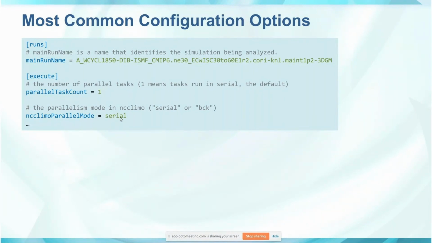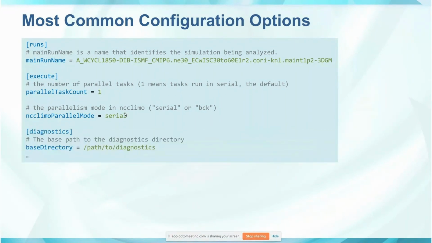And you probably want to run NC-Climo in background parallel mode as well. So that's something to probably change from serial.